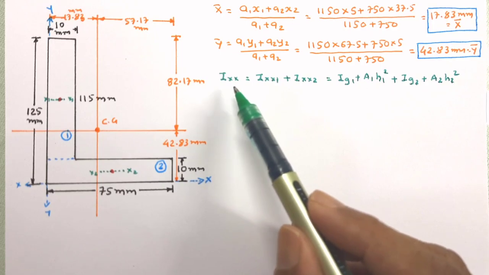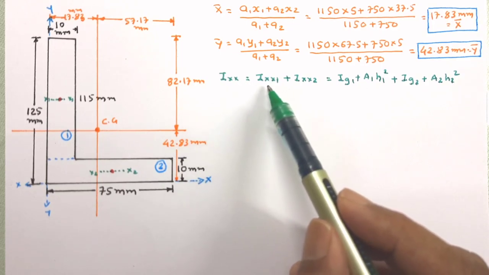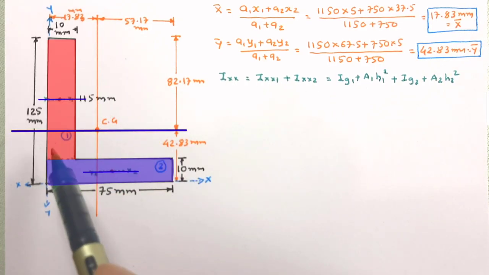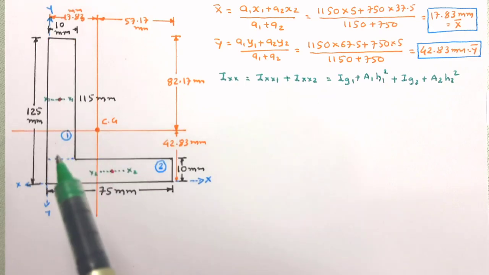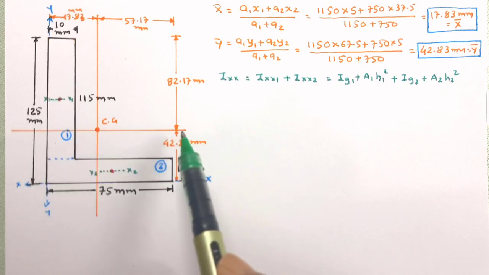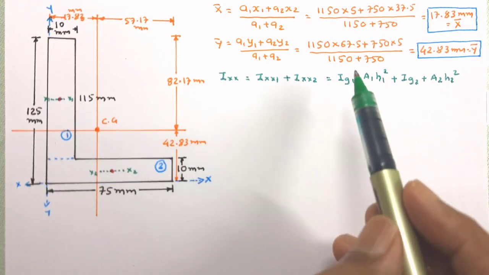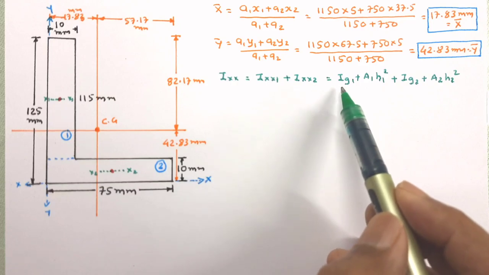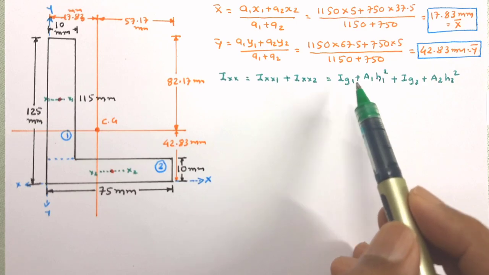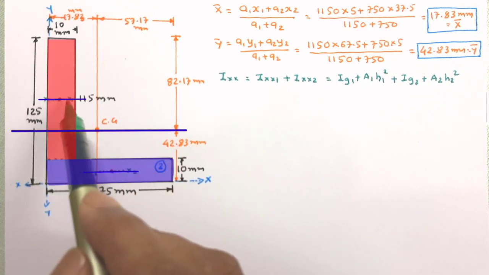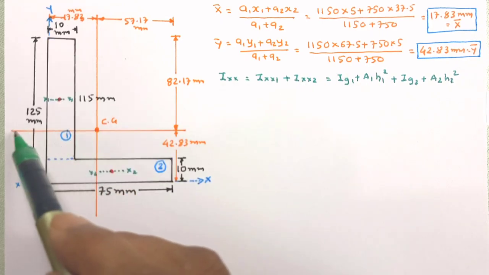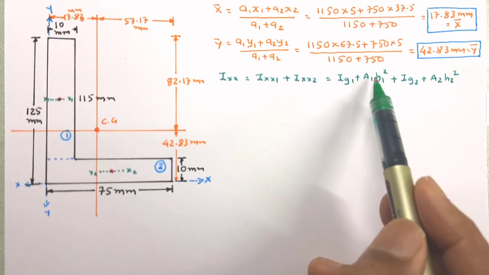So IXX will be equal to IXX1 plus IXX2, meaning the moment of inertia of the first figure about the centroidal axis, and IXX2 means the moment of inertia of the second figure about the centroidal axis of the figure. For that, the equation of IXX1 is IG1 plus A1H1 squared, meaning the moment of inertia of the first figure about its own centroidal axis, that is IG1, and it is to be transferred here using the parallel axis theorem. So this has been added.